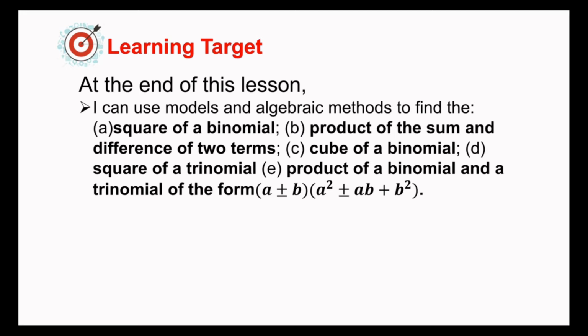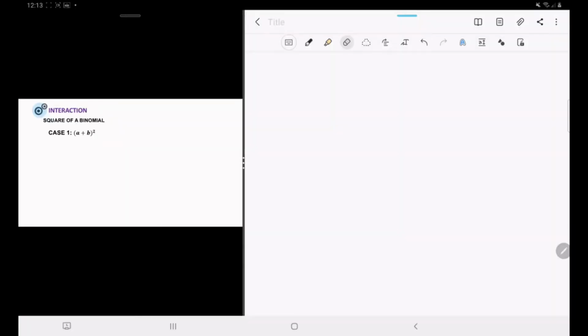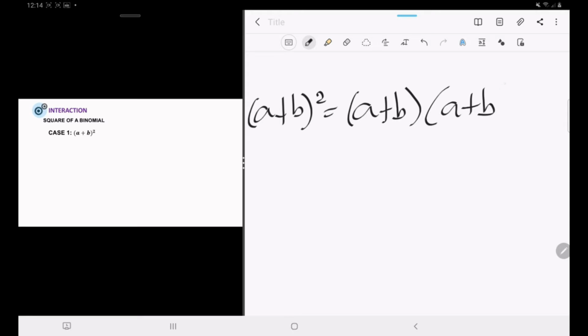The good thing about special products is that we can solve or simplify expressions mentally. Let us now proceed to square of a binomial, where case 1 is a plus b squared. If we will expand a plus b squared, this is a plus b times a plus b.